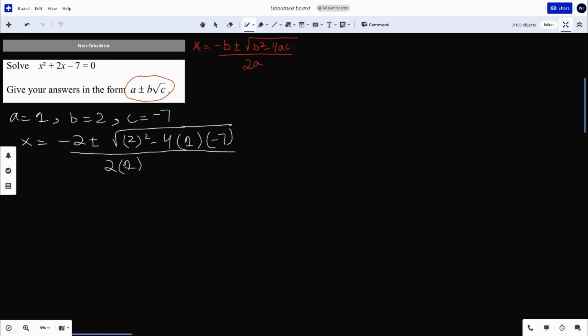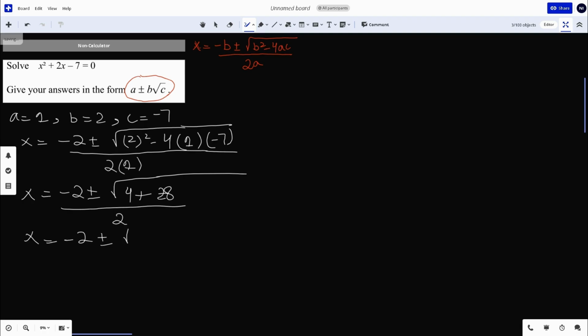I'm just going to simplify it further. It will give me x equals -2 plus minus the square root of 2 squared, which is 4, and then this minus minus will make a plus, so plus 4 times 7 is 28, and in the denominator I have 2. So x equals -2 plus minus the square root of 28 plus 4, which gives me 32, and the denominator I have 2.